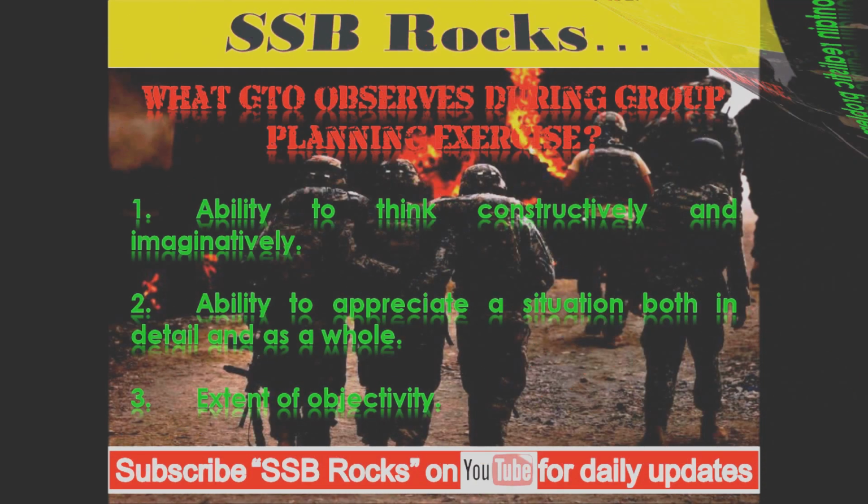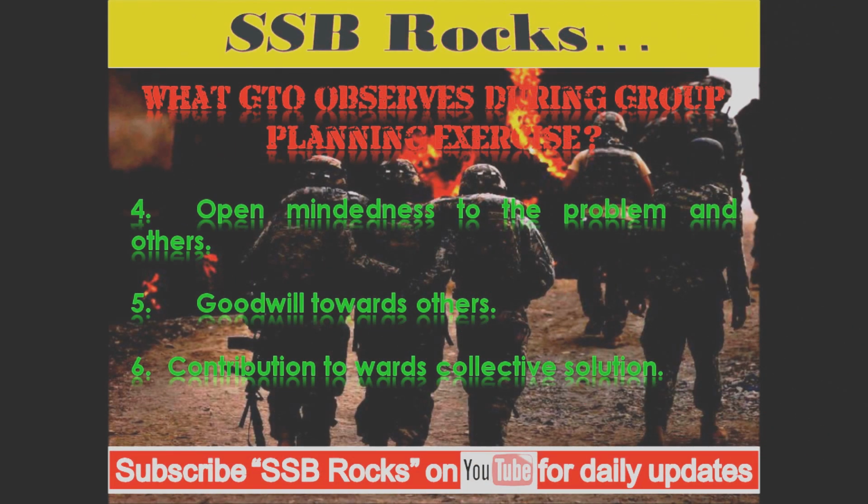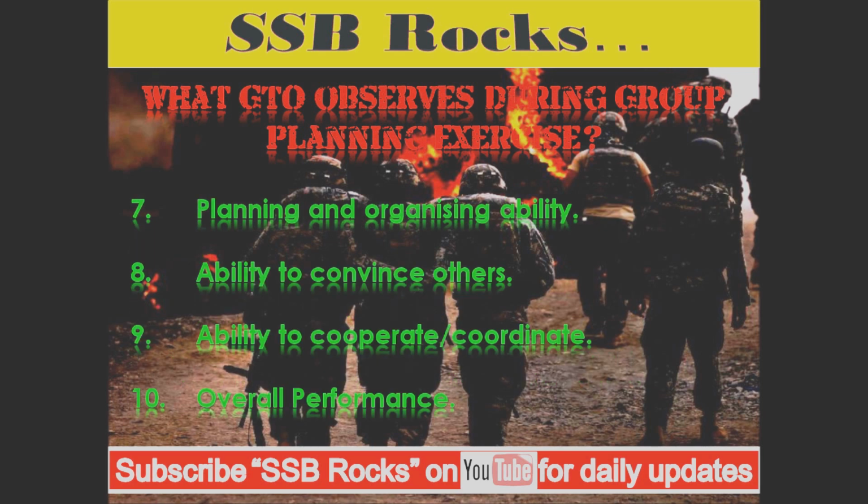During this task, the GTO observes the ability to think constructively and imaginatively, ability to appreciate a situation both in detail and as a whole, extent of objectivity, open-mindedness to the problem and others, goodwill towards others, contribution towards collective solution, planning and organizing ability, ability to convince others, and ability to cooperate or coordinate.